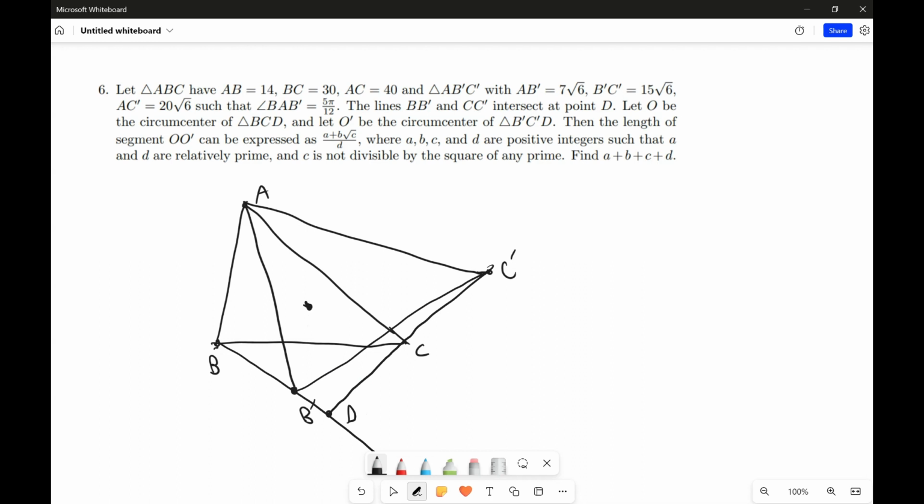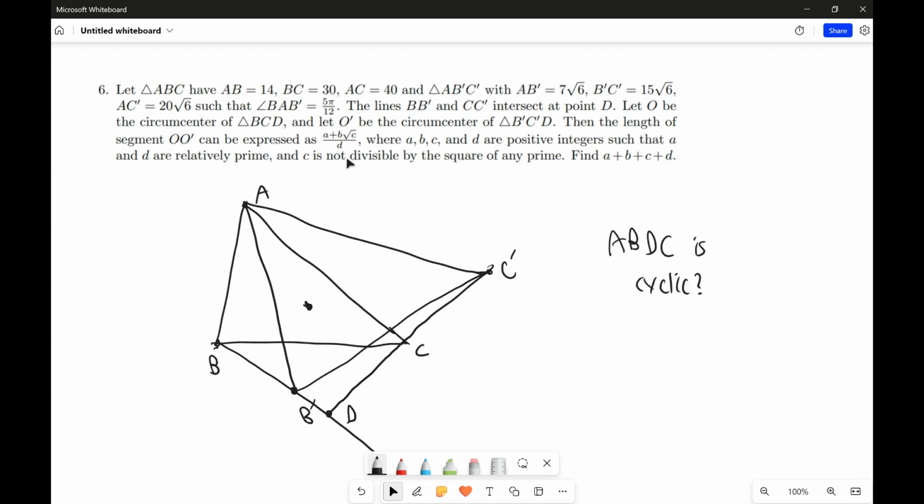So we might conjecture as a result that ABDC is cyclic. Because if that were the case, then that would make computations a whole lot easier. And we're definitely hoping that this is the case. So how can we go about proving this?